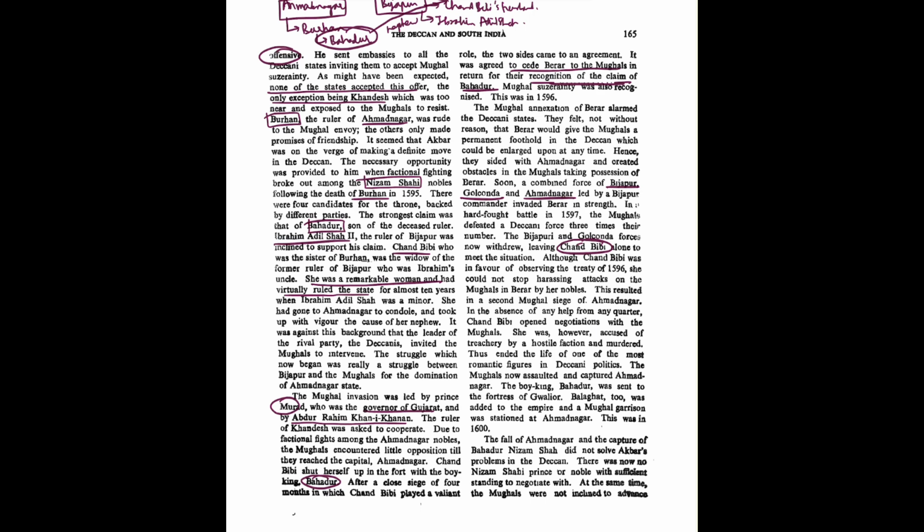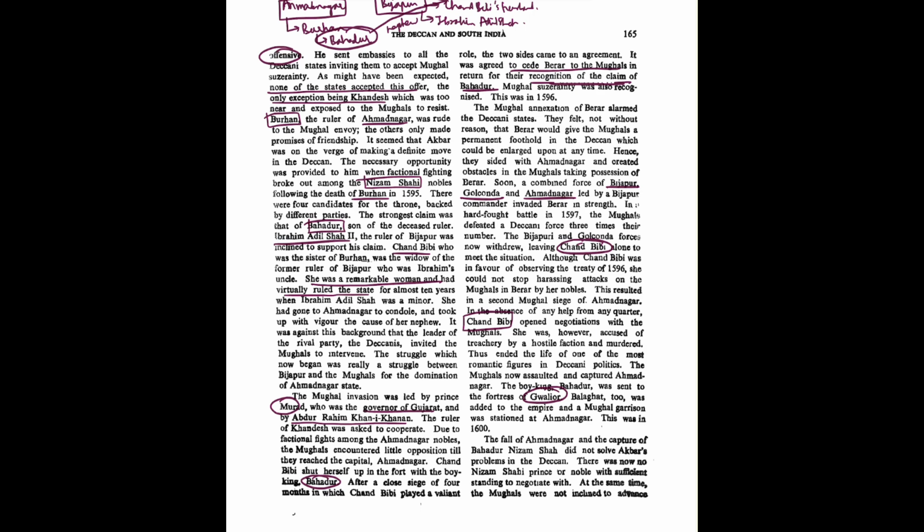This resulted in a second Mughal siege of Ahmednagar. In the absence of any help from any quarter, Chand Bibi opened negotiations with the Mughals. She was, however, accused of treachery by a hostile faction and murdered. Thus ended the life of one of the most romantic figures in Deccani politics, Chand Bibi. The Mughals now assaulted and captured Ahmednagar. The boy King Bahadur was sent to the fortress of Gwalior.